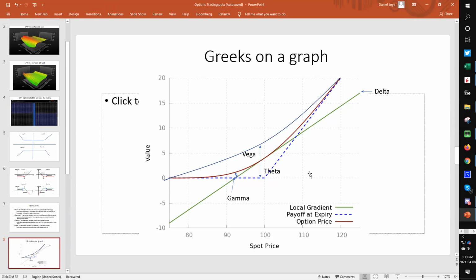The gamma you're not going to use too much. The gamma is mostly important when you're close to expiry because it increases a lot. The closer you get to expiry, the more the gamma increases, and so your delta can start moving a lot. That's important because it means the price of your option can swing quite a lot in percentage terms.